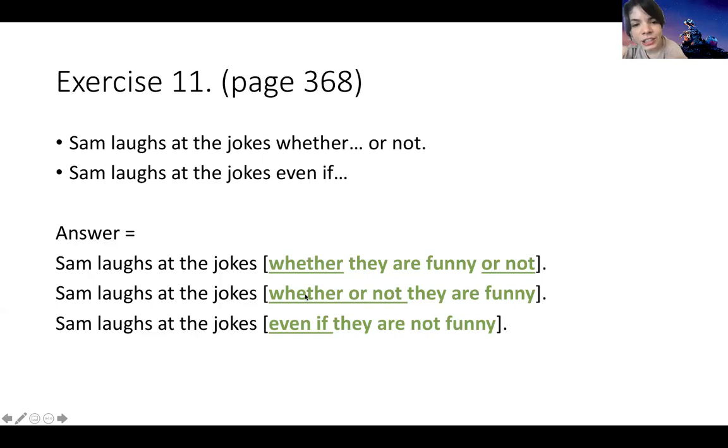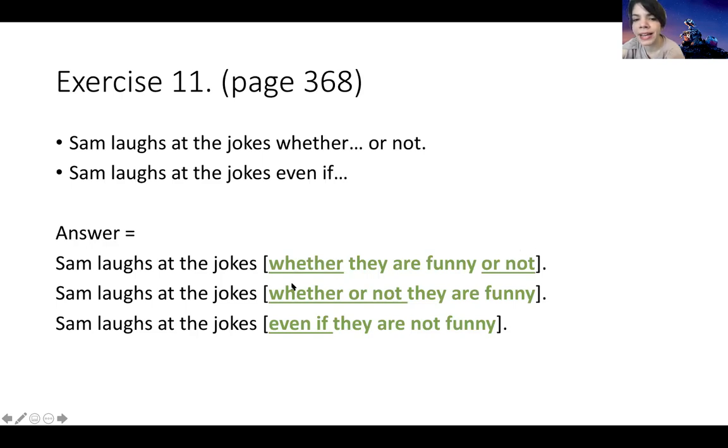Sam laughs at the jokes whether or not they are funny. So irregardless of whether they're funny or not, he still laughs at the jokes. Sam laughs at the jokes even if they're not funny. Okay, so these are the different constructs. You can have it split, you can have it together at the beginning of the sentence, or even if at the beginning. And notice how or not could be at the end, right?